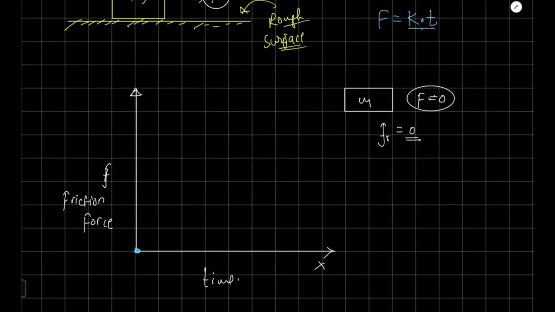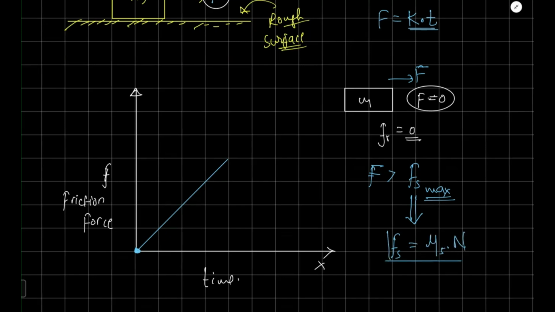As you increase the time, the value of force also increases. Our force is increasing, and static friction is also increasing. Now there will be one time when the force you are applying will be more than the maximum value of static friction. And how can we find the maximum value of static friction? The maximum static friction is mu s into normal reaction. This formula is for the maximum static friction. Otherwise, static friction can be anywhere from 0 to the maximum value.